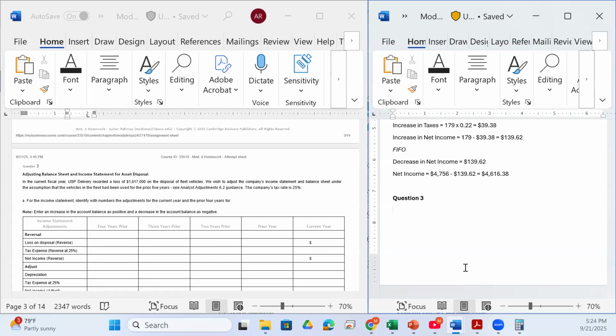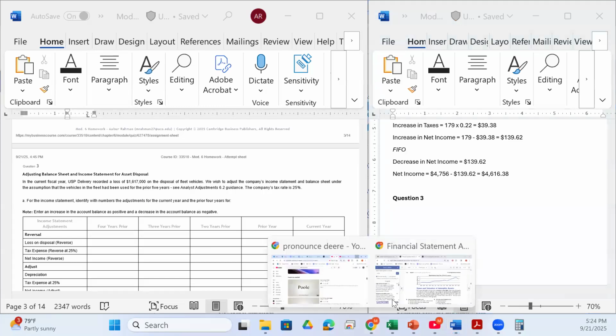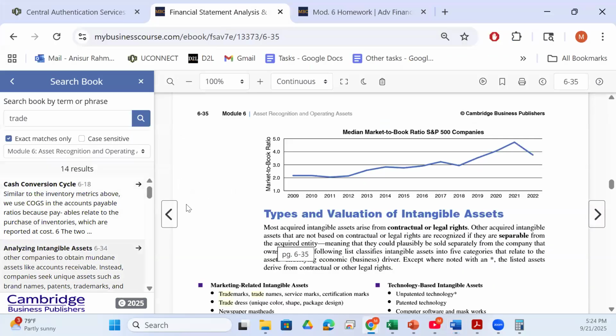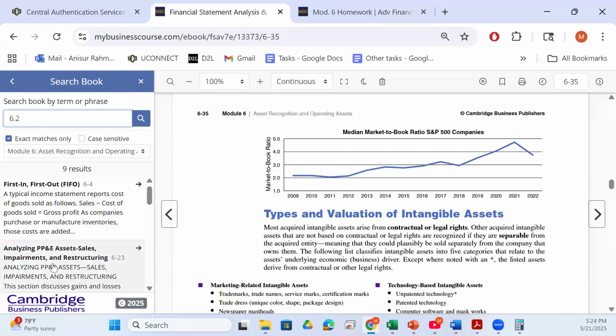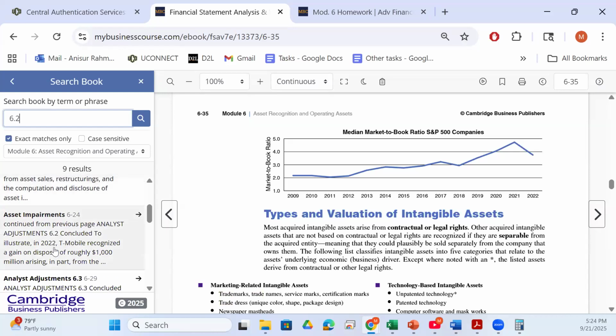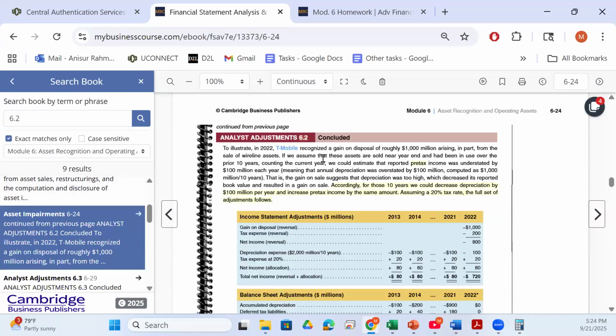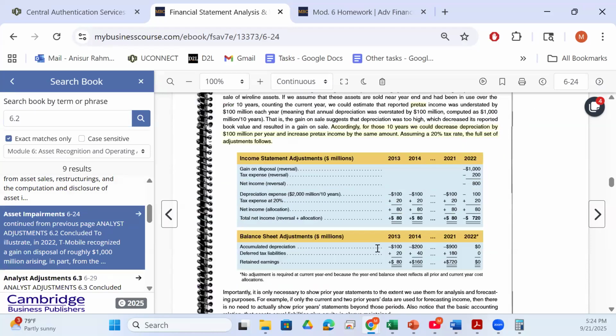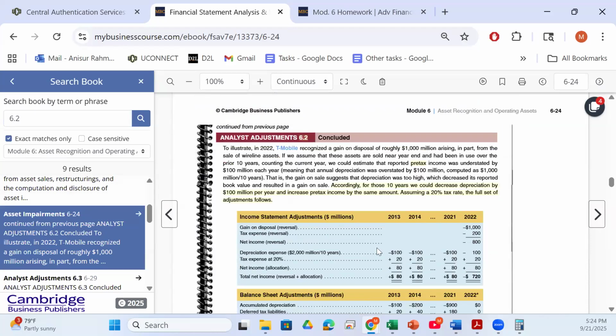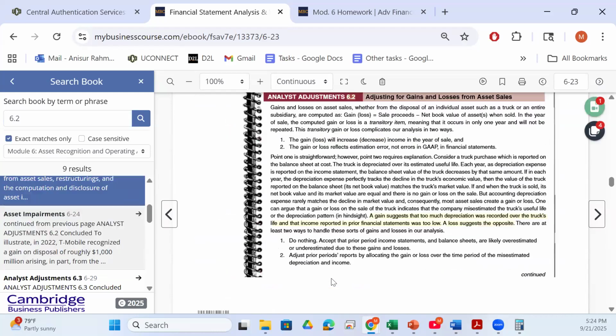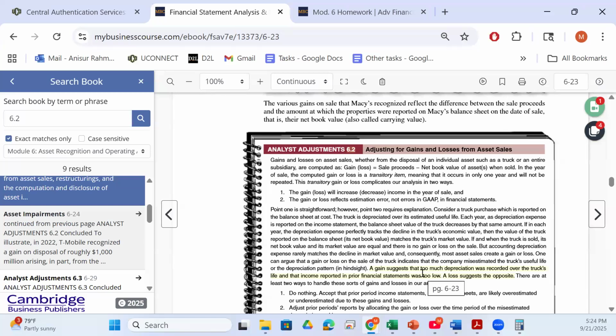Okay, analyst adjustment. So what that basically means, if you go to 6.2, this is the adjustment they're talking about. In this case, it is an example of gain. Our problem we are going to work on is about loss. So the idea is this analyst adjustment.